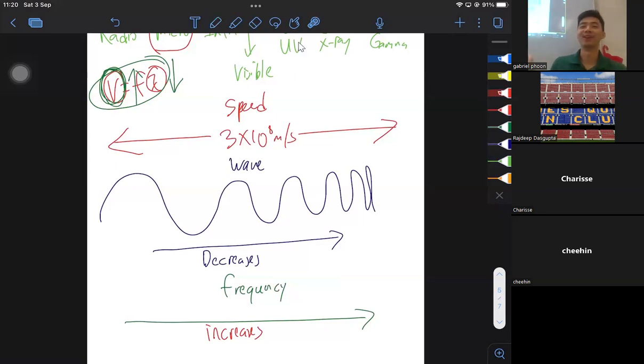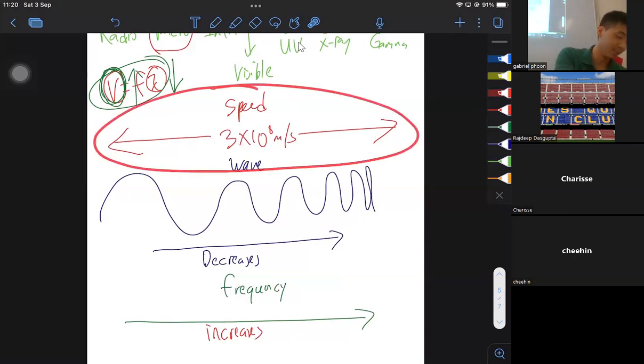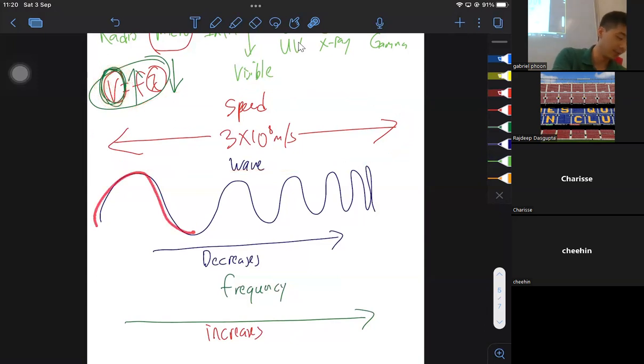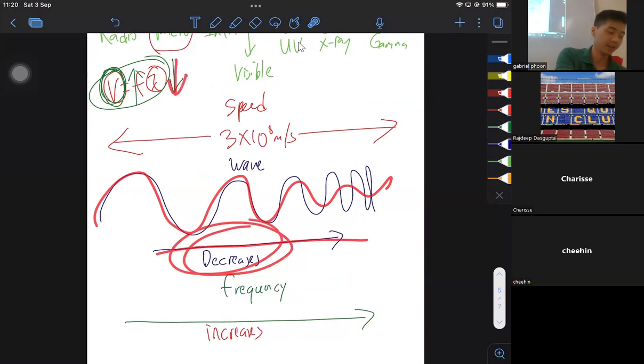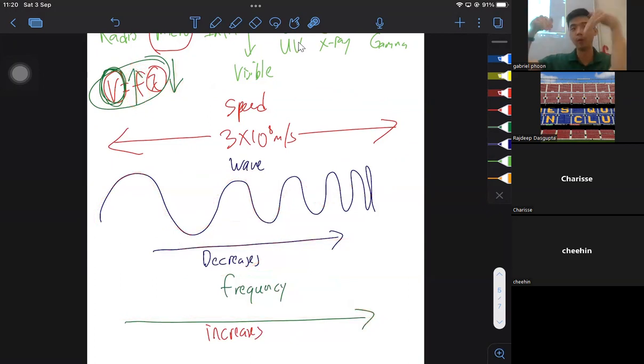Do you guys understand what I'm talking about? I repeat this, for those who didn't see this. Listen up, when the speed is the same, the speed is constant, a decrease in wavelength here is actually going to cause my frequency to increase, because you can't have both things decreasing and the speed stays the same. Do you guys understand what I'm talking about? Yes.